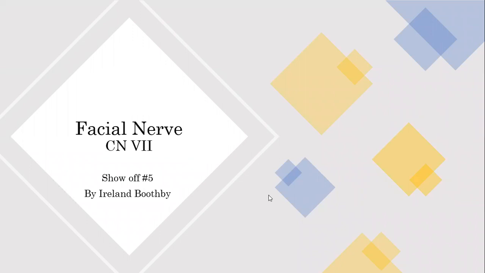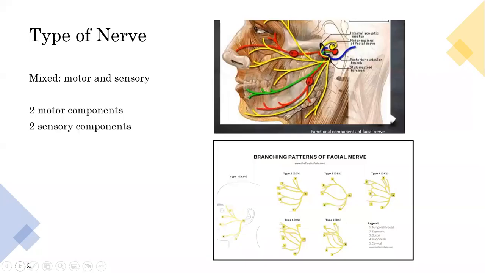I'm doing it on the facial nerve, or cranial nerve 7. This type of nerve is a mixed nerve because there are motor and sensory components. There are 2 motor components and 2 sensory components. There are a lot of different branches of this nerve as well, so it's a little bit confusing, but you can just imagine it all in the cheek area. An interesting thing about this is it is also part of our taste sensory, so it is connected with our taste in our tongue.